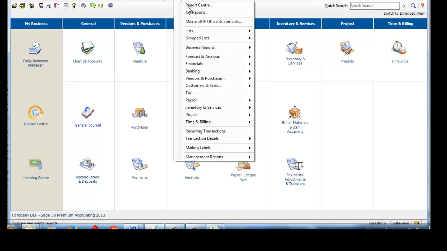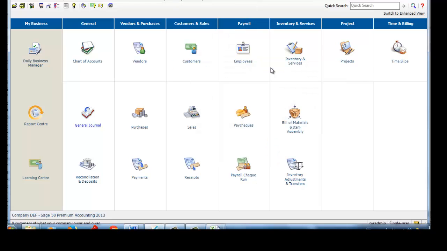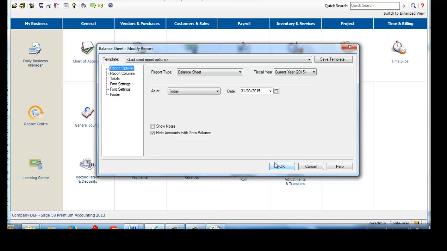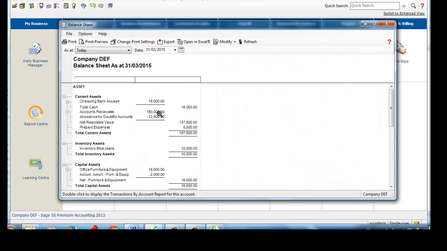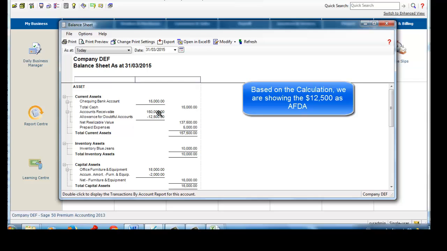Go to reports, go to financial, go to balance sheet. The balance sheet at the end of the period will show that we still have $150,000 to collect, and the allowance for doubtful accounts is $12,500. Our net realizable value is $137,500. This is what we show on our balance sheet.